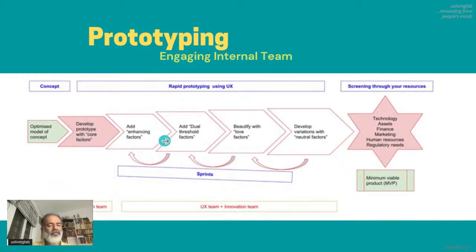Prototyping is based on 5 factors. There are enhancing factors, which are the factors that improve the quality. Then dual threshold factors: if some factors won't be there, it will reduce the quality. Then love factors: the factors which are not connected to quality but people love them, which are cosmetic factors. In other words, cosmetic factors of your product. Then neutral factors, the internal components that give security and safety of the data or something like that. So these are the 5 factor analysis. You can look into that.